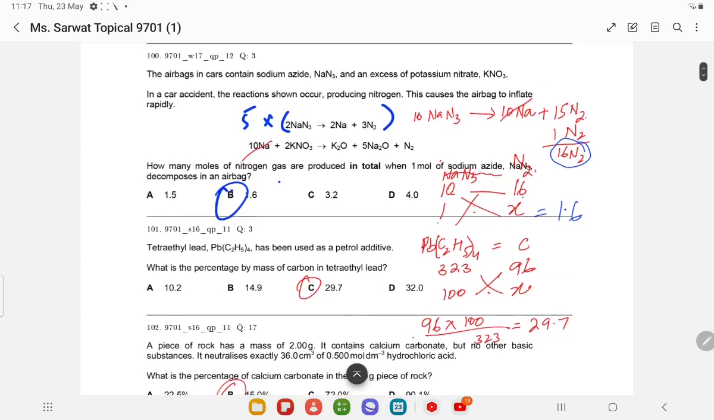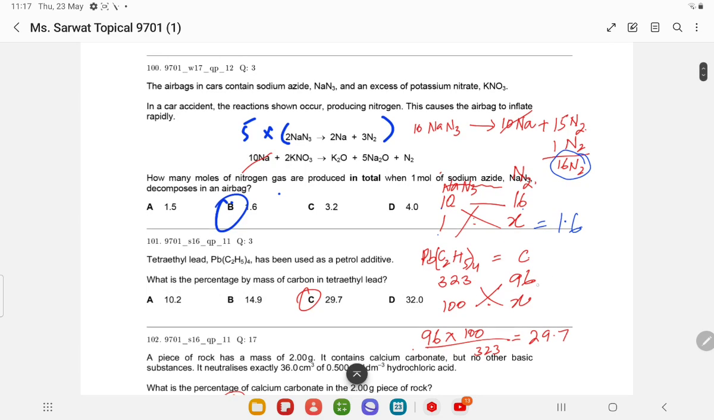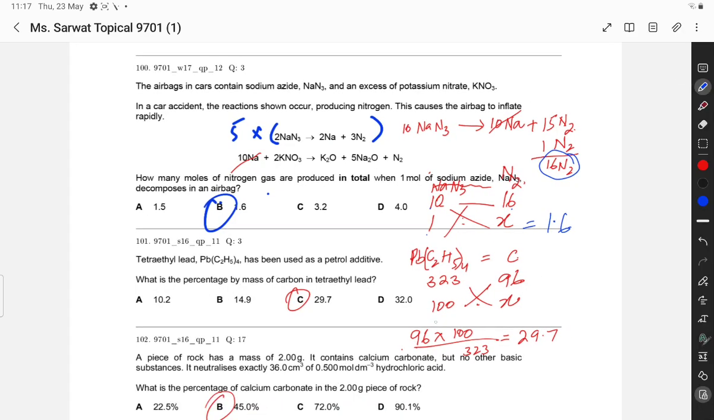Next question is, tetraethyl lead has been used as a petrol additive. What is the percentage by mass of carbon in tetraethyl lead? So tetraethyl lead Mr is 323, in which carbon is 96. So the percentage by mass is 96 × 100 divided by 323. So this is equal to 29.7.